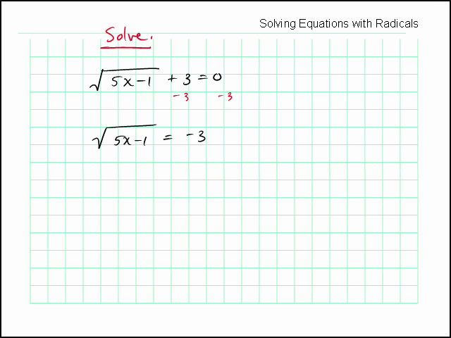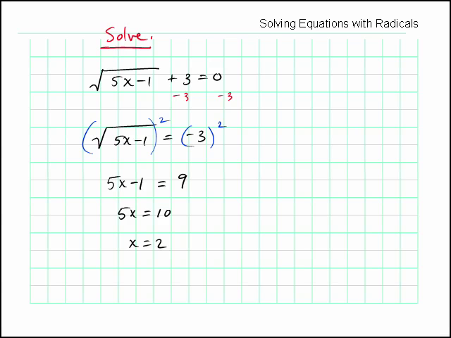Now the radical is isolated. It's by itself on one side of the equation. That's when you want to square both sides. So square this side and square this side. The square root and the square cancel over here, and that just leaves us with a 5x minus 1. On the right side, if I square negative 3, that's a positive 9. Okay, I've gotten rid of the radical. Move the 1 over. 5x equals 10. Divide by 5 and we get 2.